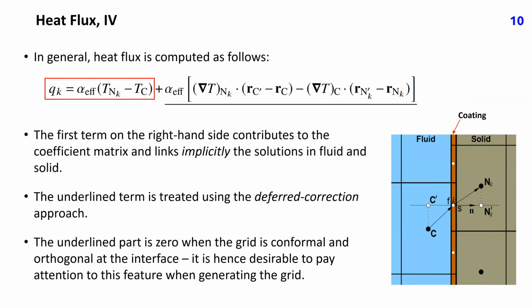In general, heat flux is computed using temperatures and gradients at cell centers on either side of the interface as follows. The first term on the right-hand side contributes to the coefficient matrix and links implicitly the solutions in fluid and solid. The underlying term is treated using the deferred correction approach. The underlying part is zero when the grid is conformal and orthogonal at the interface. It is hence desirable to pay attention to this feature when generating the grid.